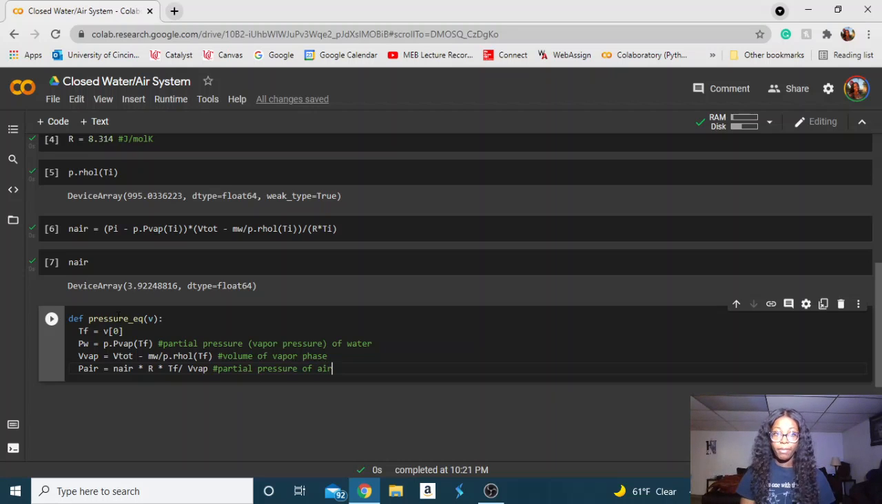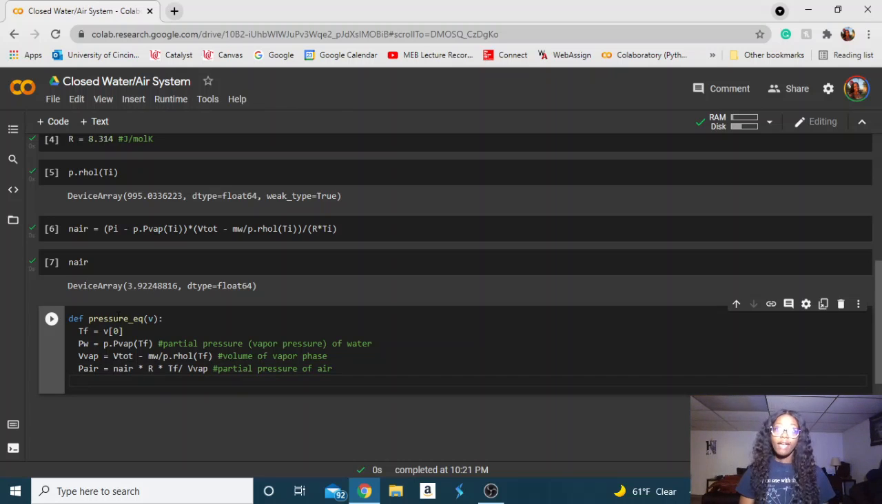So just to recap, our partial pressure of water is simply the vapor pressure calculation at the final temperature. The volume of our vapor phase is the total volume of the container minus the volume of the liquid water, and the partial pressure of air is equal to the moles of air times the ideal gas constant times the final temperature divided by the volume of the vapor phase.